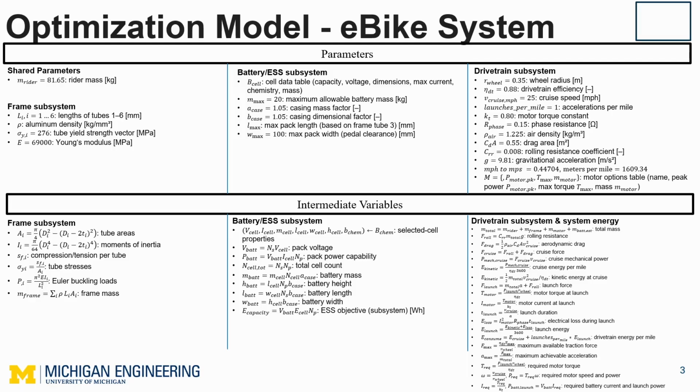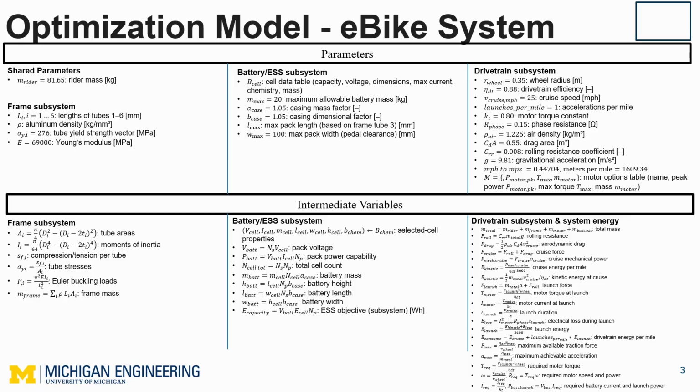This slide introduces our team's overall optimization model for the e-bike system and lays out the key parameters and intermediate variables for each subsystem. On the left, we define the frame subsystem. Two blanks, material properties like aluminum density, yield strength, and Young's modulus, which drive stiffness, stress, and buckling behavior. In the center, we summarize the battery and energy storage system, including the cell data table, pack geometry limits, maximum battery mass, and the casing factors that scale mass and dimensions.